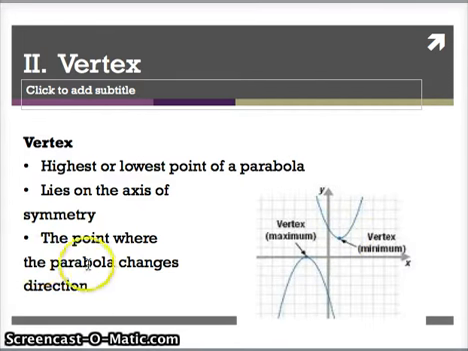That vertex is also the point where the parabola changes direction. So if I'm following this parabola, I'm going up and up and up till I hit the vertex, and now I'm going down. So the vertex is the highest or lowest point, and it's also the point where the shape changes direction.